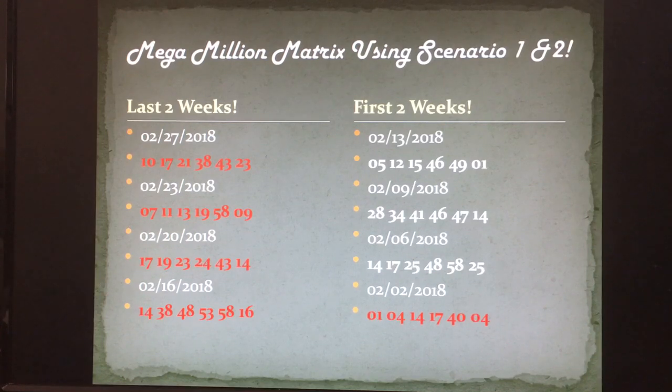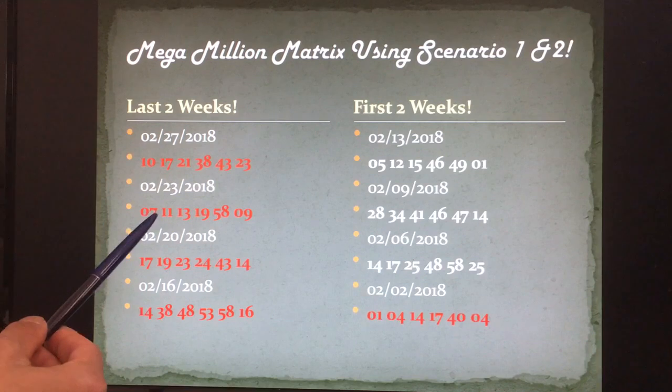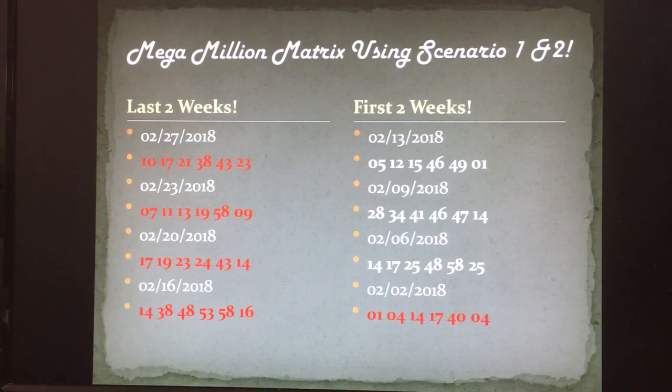Now let's look at the last 2 weeks. Let's go back to last 2 weeks also, and you can see the 7, 11, 13, and 19. Those 4 numbers do not exceed 40. And if you choose the 09, you will have hit 4 for 5 and a mega ball. And as you can see, from 7 to 19, they are all low numbers that do not exceed the number 20.